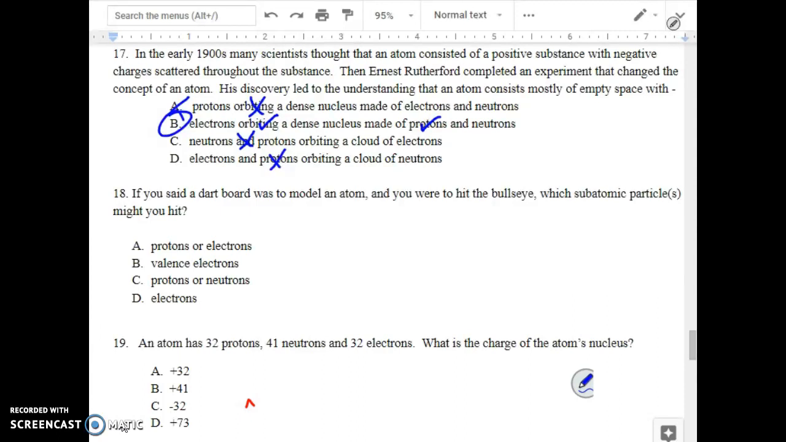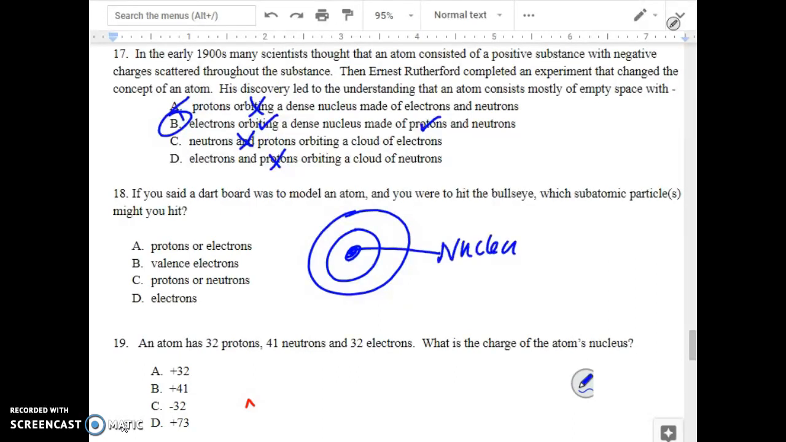Number 18, if you said a dartboard was to model an atom and you were to hit the bullseye, which particles would you hit? Well, the bullseye in a dartboard is going to be in the center, which would represent the nucleus. We know that the protons and the neutrons are what are in the nucleus. So which ones would we be hitting? We would be hitting the protons or the neutrons.